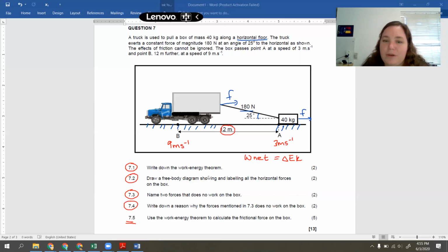Draw a labeled free body diagram showing all of the horizontal forces acting on the box. Please don't draw all of the forces. Name the two forces that do no work on the box, and then write down a reason why the forces that we mentioned in the previous question do no work on the box. Okay, ladies and gentlemen, I'm going to stop sharing and I'm going to ask you to quickly do those four. Only once we've checked them am I going to give you more time to do 7.5, so please don't race ahead of me, you don't need to. All right, so go for it.